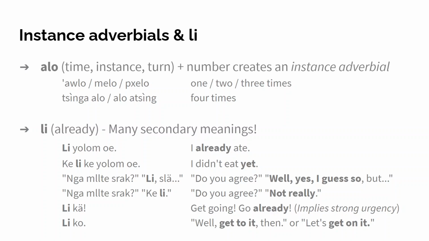And we can also use it together with the particle ko. Ko means something like let's do something, for example, magdo ko, let's write. Or also something like nume ko, let's learn. And if you use it together with li, liko, then it means something like, yeah, well, let's get to it then, or let's get on it. So also a very useful phrase to know. So you see, li is a very small word, but you can use it in a lot of different situations, and it's actually kind of useful.